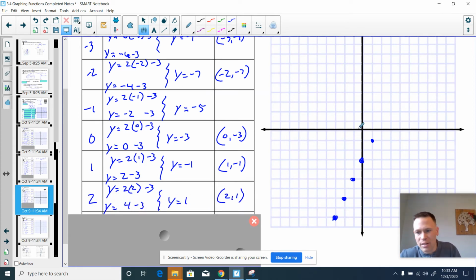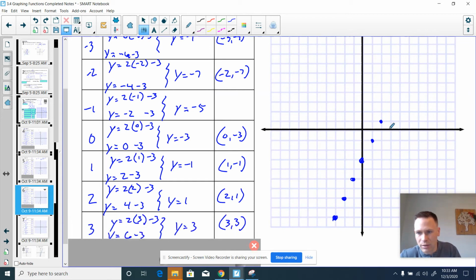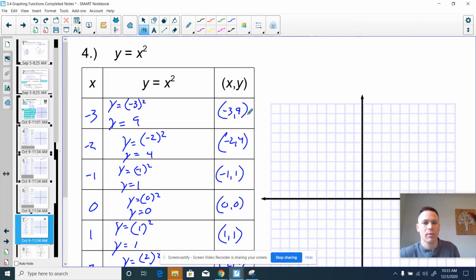Substitute in 2, I get positive 1. So 2, I get positive 1. It's still a straight line. And then for 3, I get 3. So 3, 3. Again, you can pause the video and check the work there. This is the stuff that we expect to see when you guys take a quiz or test. Okay. All right. Fourth example.